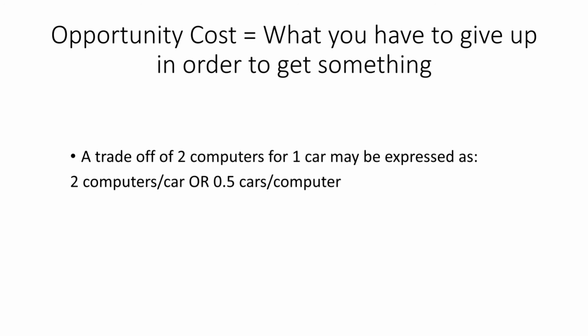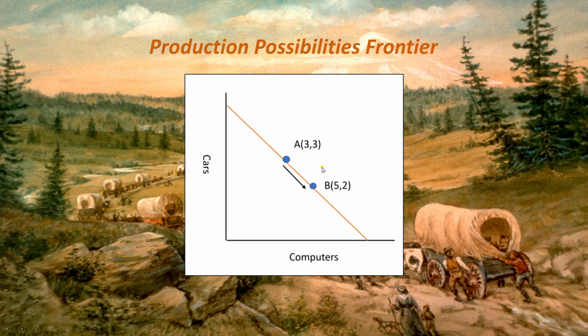In a similar manner, if in the previous example you had to give up two computers in order to produce one car, then the two computers would be your opportunity cost of the production of that one car. This can be expressed as a ratio, 2 computers per car or 0.5 cars per computer. And as it turns out, this is the slope of the production possibilities frontier.